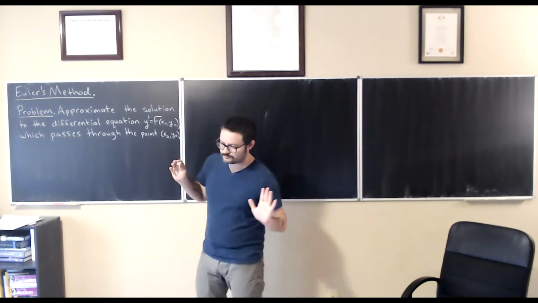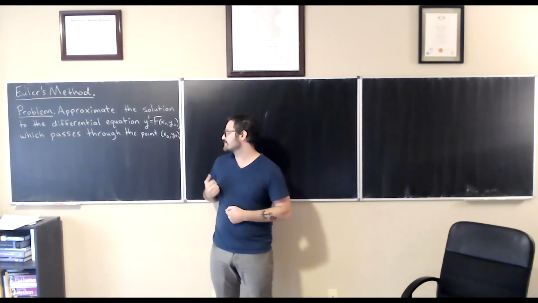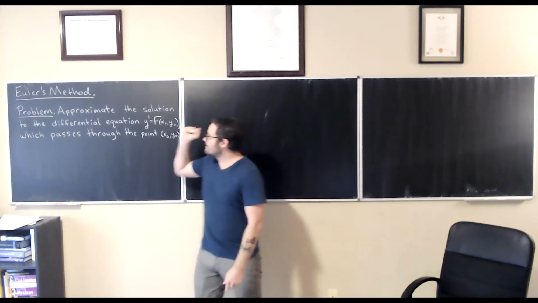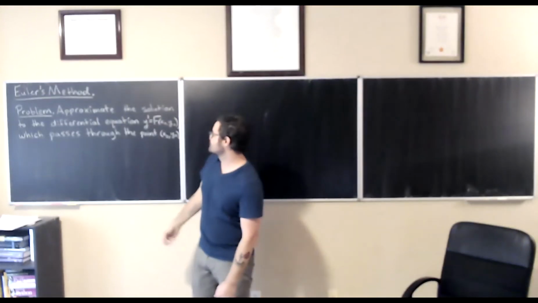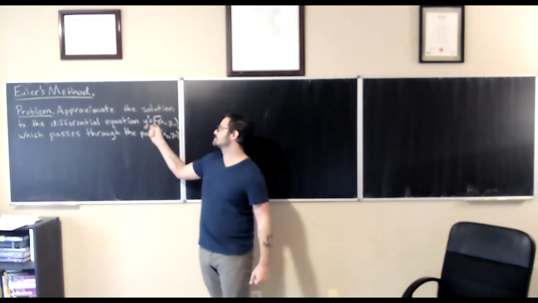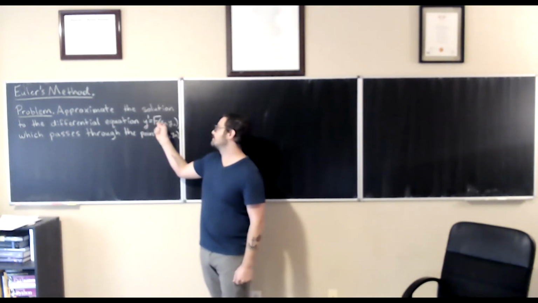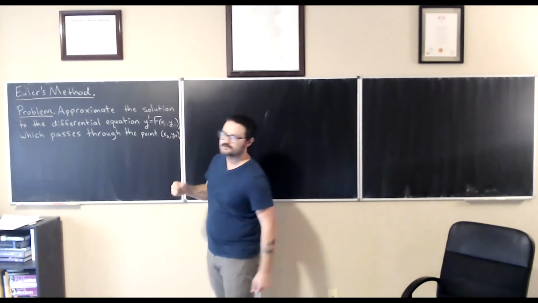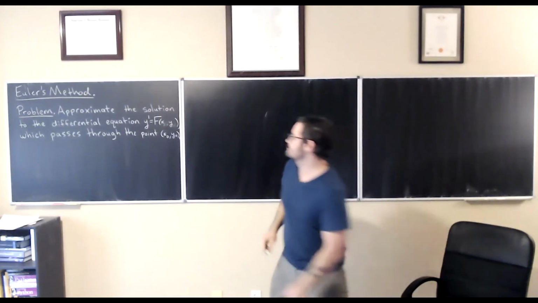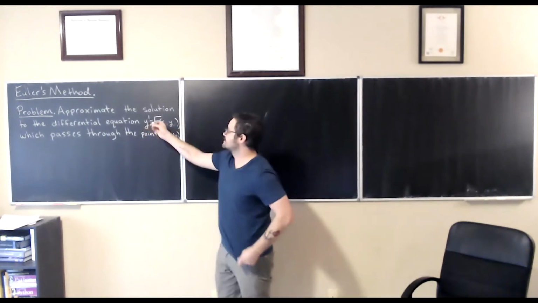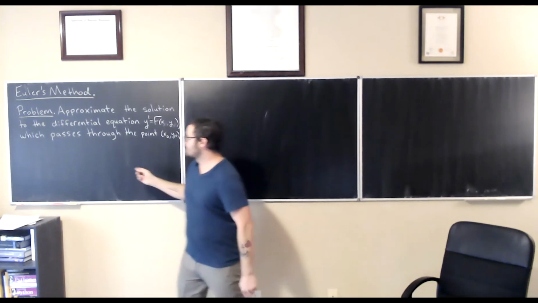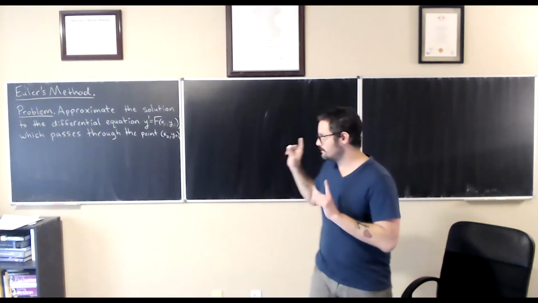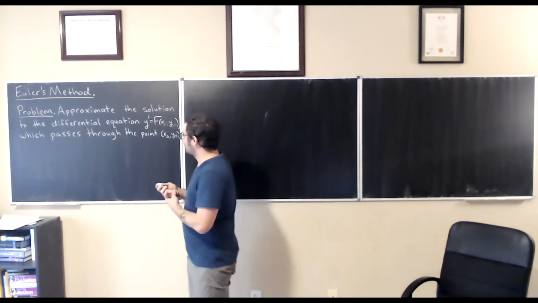So let's first state the problem at hand, formalize it. The problem: approximate the solution to a differential equation of the form y prime equals some function f of x and y. So y prime is a function of x and y, which passes through the point x naught, y naught. Okay, so this is the problem at hand.